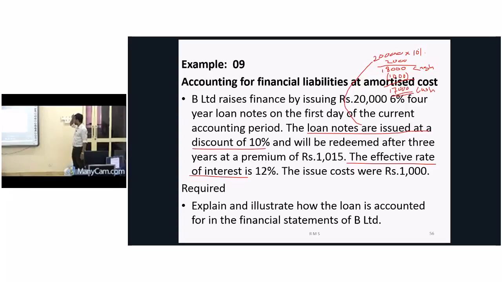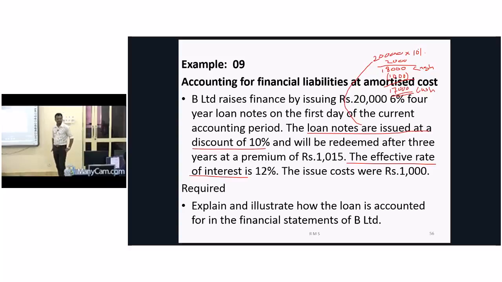Accounting for financial liabilities at amortized cost. Same example like in the previous story, very simple one. B Limited raises funds financed by issuing 20,000 6% 4-year loan notes on the first year of the current accounting period. The loan notes are issued at a discount.